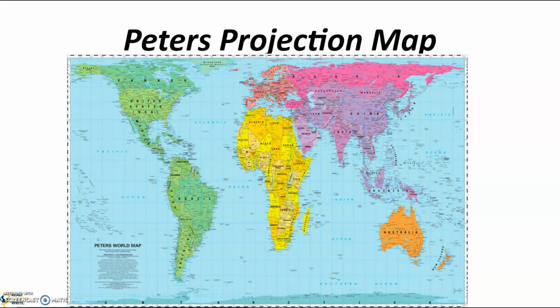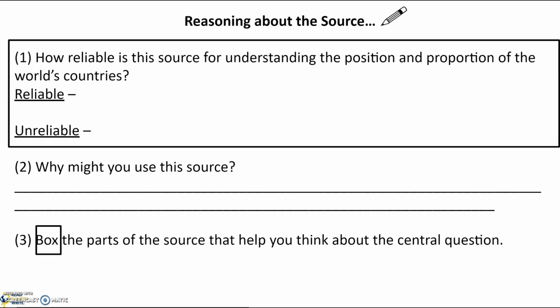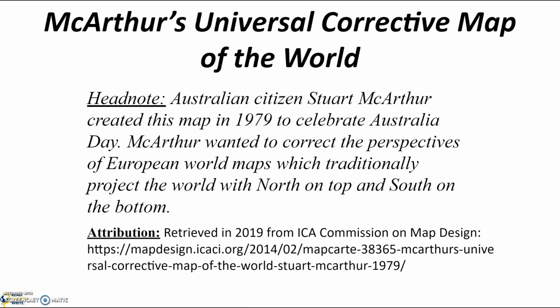So this is the Peters projection. You can see how large Africa is, see how large Australia is, see how small the United States actually is. So this helps it be more accurate to what it looks like in the real world. So you're going to go through these questions. When I give you the sources, these questions are in the document so that you can answer these questions.